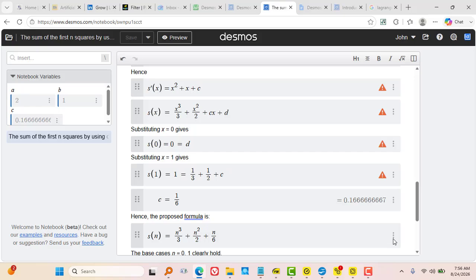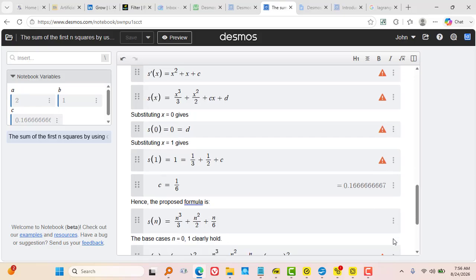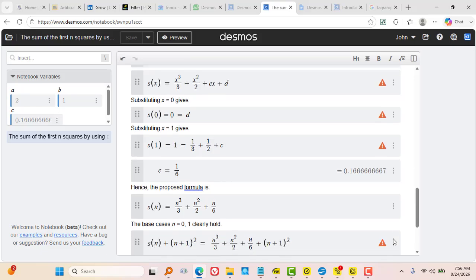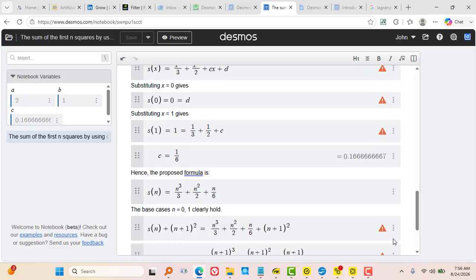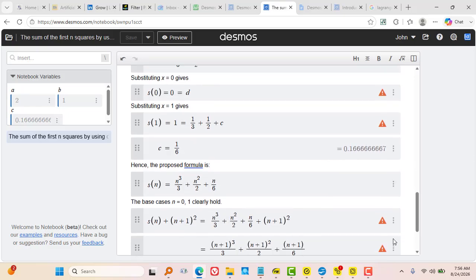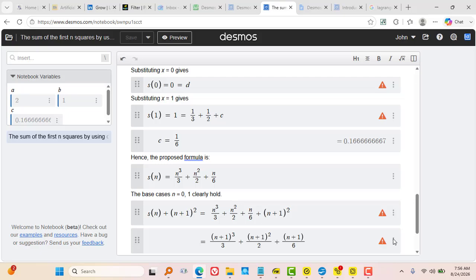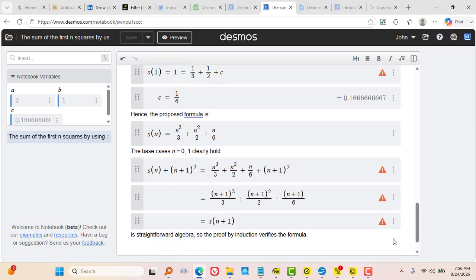And now the rest we can do simply. The base cases 0 and 1. I mean, we'll have to do only one of them, but you can see that those hold. And then the step here, you write that out. It's very straightforward algebra to prove that that induction works. So the formula that was suggested in this process actually does check out by induction.